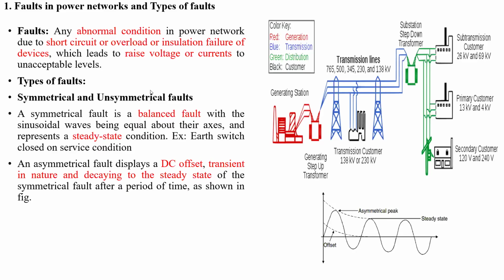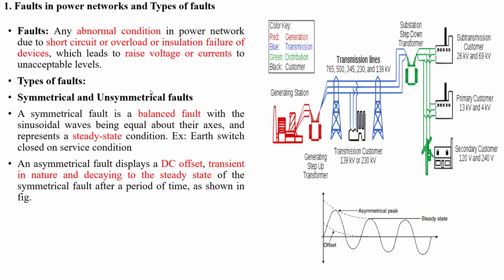Symmetrical fault is a balanced fault with the sinusoidal waves being equal about their axis, and it represents a steady state condition. For example, if there is an earth switch in the substation and you are closing it unwantedly, generally the switch will be in open condition, but when the circuit is energized or the substation is live, if you close the earth switch, all three phases will become shorted and connected to the ground. So we can call it a symmetrical fault.